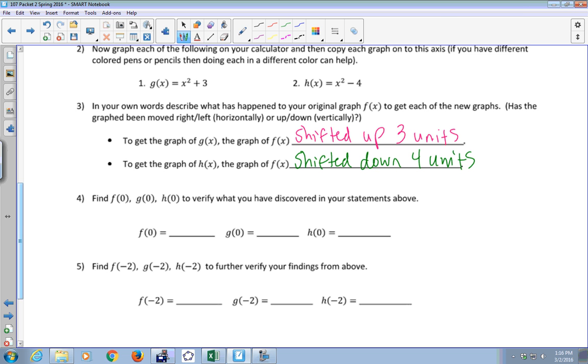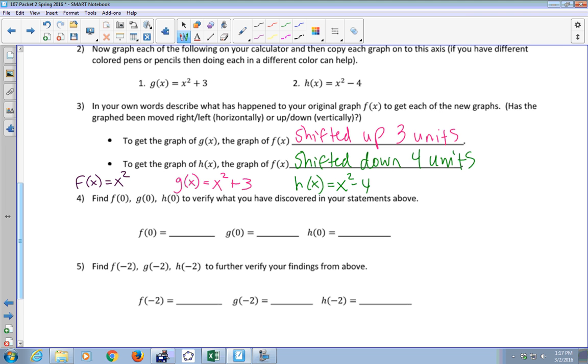All right, so for each of my formulas, I want to calculate f of 0, g of 0, and h of 0. So remember, f of x is x squared. G of x is x squared plus 3. And h of x is x squared minus 4.